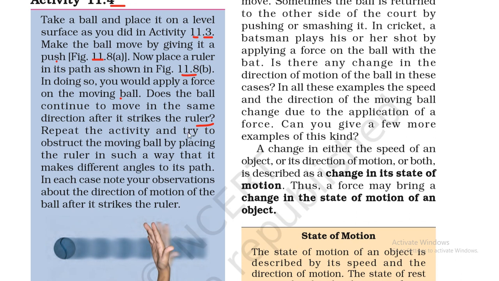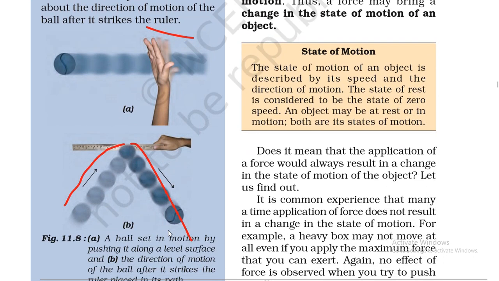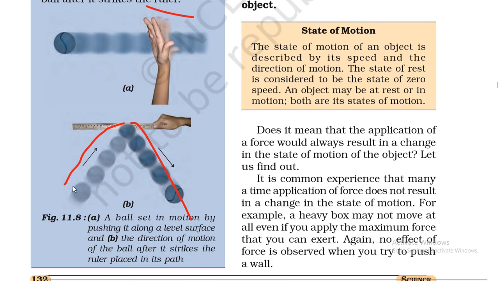Repeat the activity and try to obstruct the moving ball by placing the ruler in such a way that it makes different angles to its path. In each case, note your observations about the direction of motion of the ball after it strikes the ruler. So you can see in this activity the ball is moving in this direction and after striking the ruler it will change its direction.